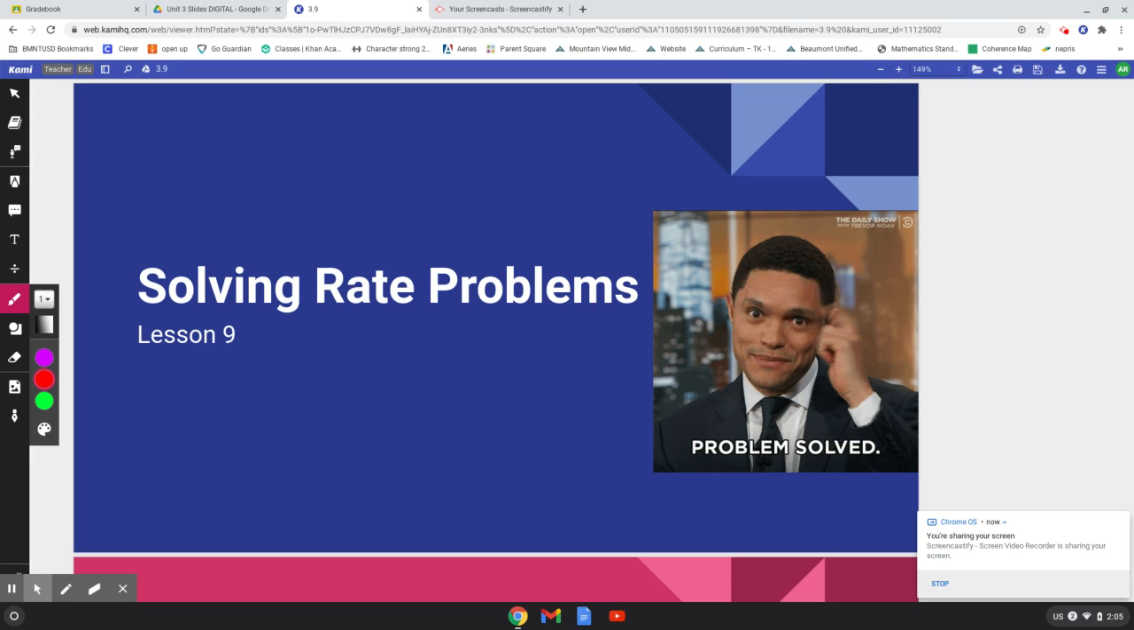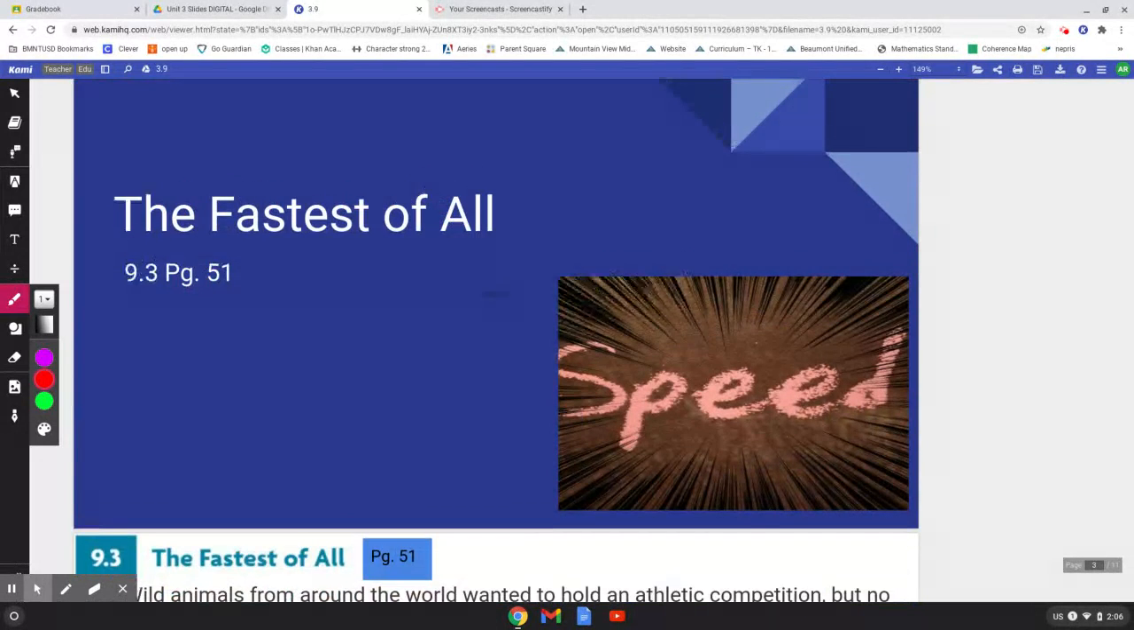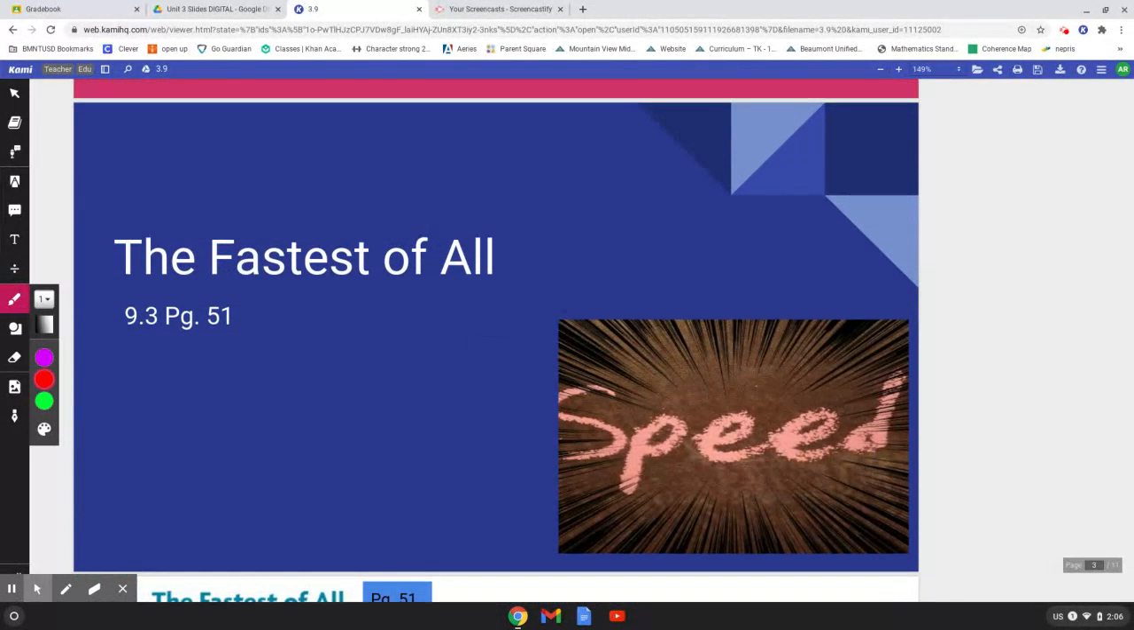Okay, today we're going to be solving rate problems. We're on lesson 9. We're going to start out, and I'm going to do the hardest part with you on this. And then when you guys join the meet, you're going to be doing an activity on Desmos that's going to kind of walk you through some different things. So we're going to use unit rates like a pro today. You're on page 51. That's the only page that you're going to turn in for notes.